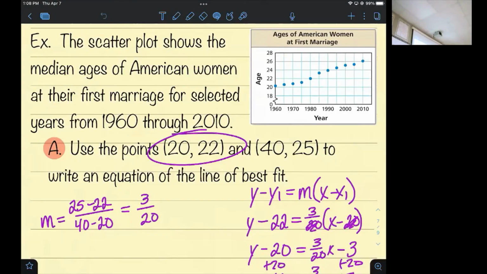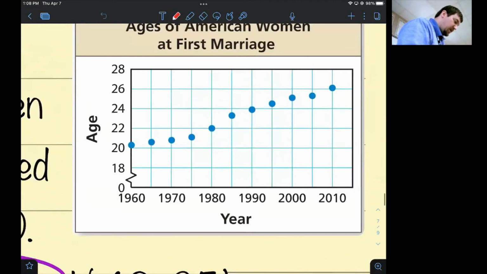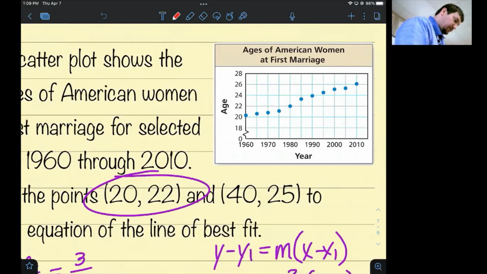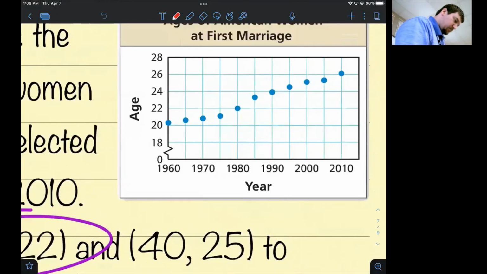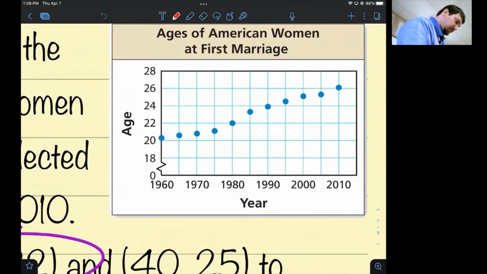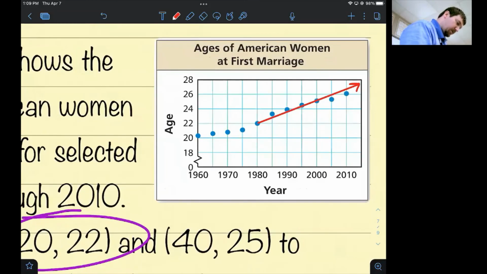All right, so to review real quick, we had a scatter plot of the ages of American women at their first marriage. It wanted us to write an equation in slope-intercept form of the trend line, or the line of best fit, that goes through the points (20, 22) and (40, 25). I guess we could have actually drawn that. Which would be these 2 points, right? 22 here, I'm guessing. So it's 22 for the y, and then 25 for the y.